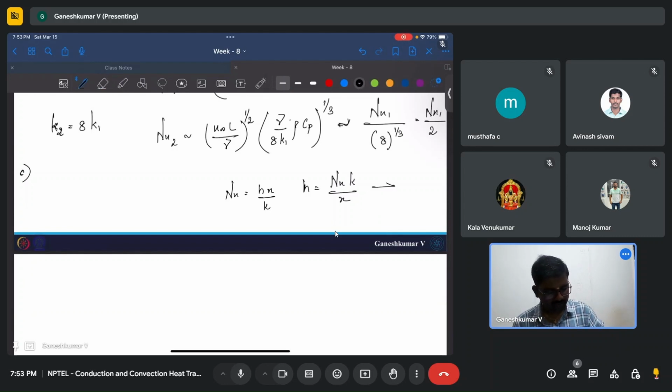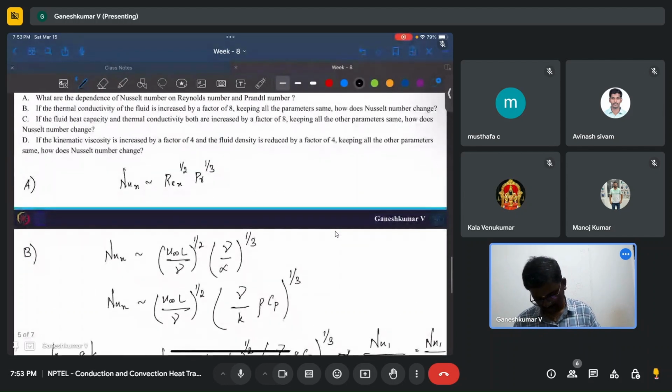So heat transfer coefficient H1 is greater than H2 because of the thermal conductivity effect separately. But if you think in terms of Nusselt number, it is reducing. So I will let you guys reason that out. Although heat transfer coefficient increases, Nusselt number reduces. Something food for thought.